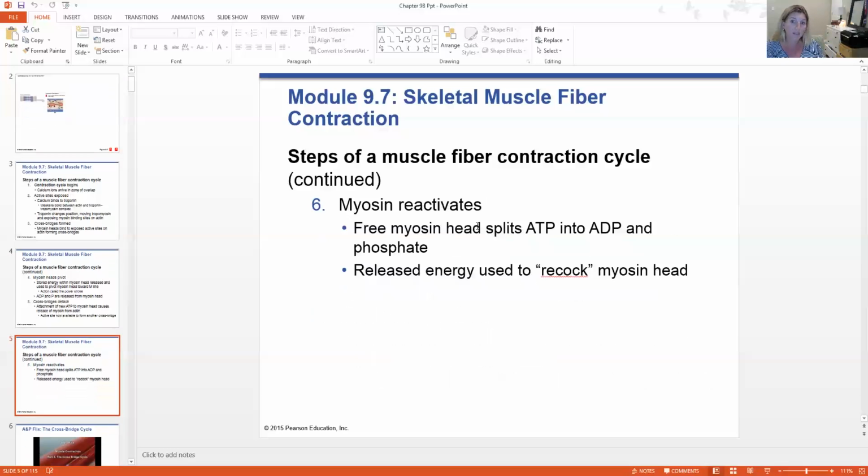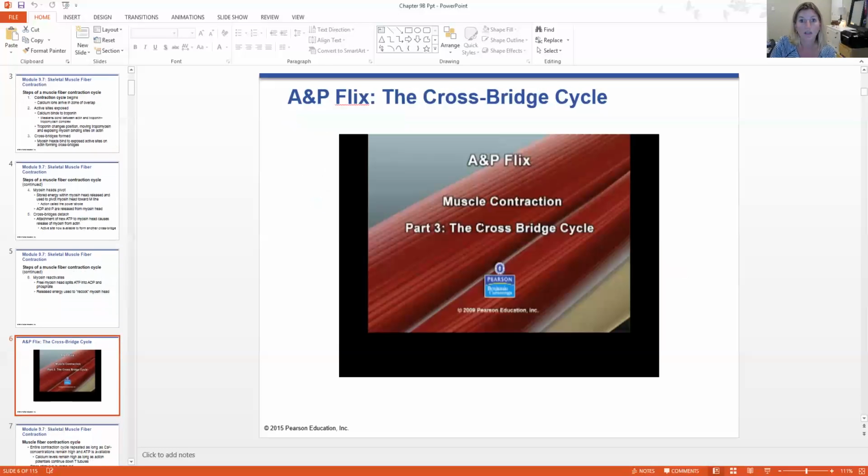It's basically splitting an ATP into ADP, recocking itself, getting recharged. And that is the final step of our excitation contraction coupling. It's the contraction cycle. It's what I just described.